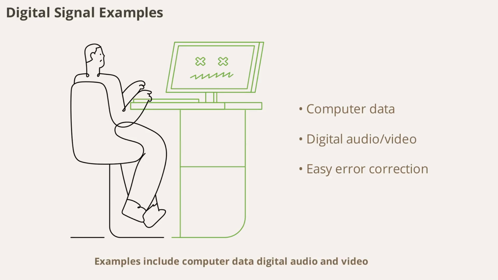Digital signals are everywhere in modern technology. Examples include computer data, digital audio and video, and signals used in smartphones and the internet. These signals use discrete values, typically zeros and ones, allowing for easy processing, storage, and error correction. Digital signals are the foundation of today's information age.